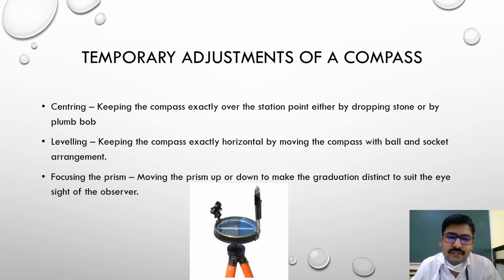The first one is centering, the second one is leveling, and the third one is focusing the prism. Whenever you take the compass, you always have two parts of it: one is the compass box and the other is the tripod stand. So the first thing you need to carry out while doing the work is to fix the compass to the tripod stand. In the diagram below you can easily see that the compass is being fit to the tripod stand.